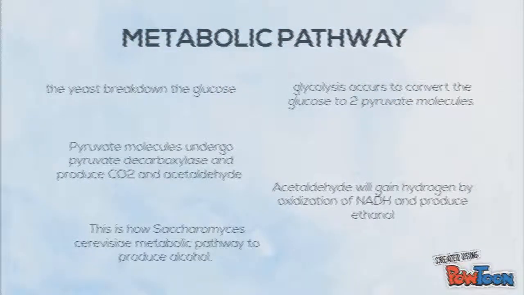Saccharomyces cerevisiae starts to break down the glucose. Glycolysis occurs to convert the glucose to form 2 pyruvate molecules. These 2 pyruvate molecules will undergo pyruvate decarboxylase, which removes the carboxyl group to form carbon dioxide and acetaldehyde. Then acetaldehyde will gain hydrogen by oxidation of NADH and will produce ethanol. So this is how the Saccharomyces cerevisiae metabolic pathway produces alcohol.